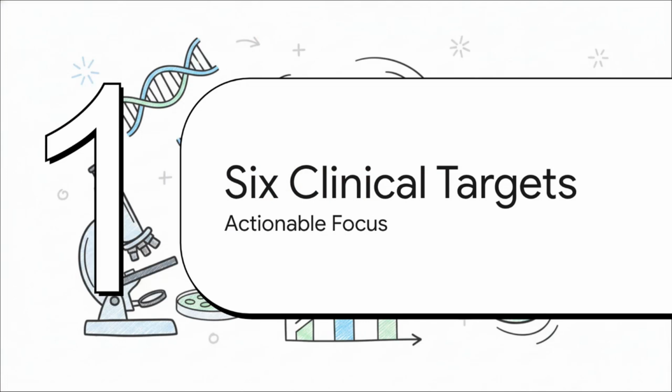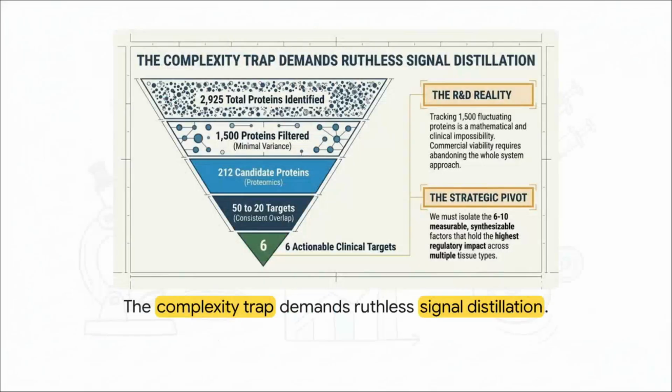This is where the blueprint gets really actionable. Remember those 2,900 plus proteins we talked about earlier? To build a viable business model, we have to ruthlessly filter out the noise. We drop down to 1,500, then 212, then 50. And ultimately, commercial viability demands that we isolate just 6 actionable clinical targets. We have to focus on the handful of measurable, synthesizable factors that have the highest impact across multiple tissue types. Because at the end of the day, if we can't measure it and we can't make it, it's clinically useless.